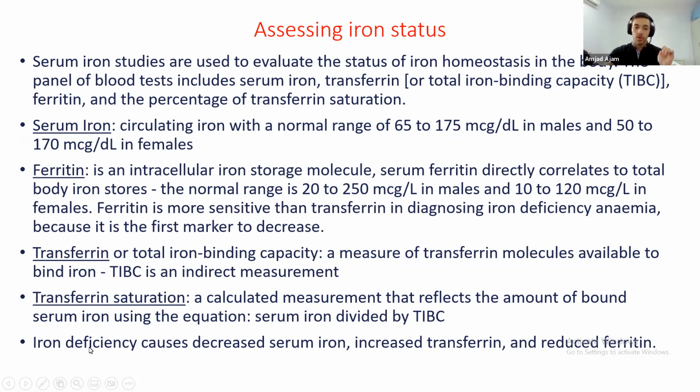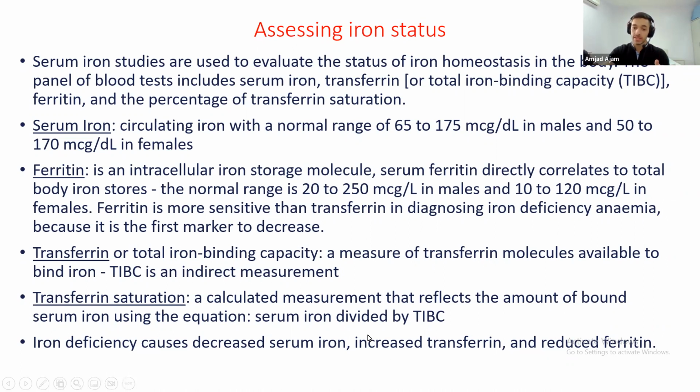And now this is important. Iron deficiency will cause decreased serum iron, increased transferrin, and reduced ferritin. So when someone has low iron, obviously the serum iron will be low. However, the transferrin will be high and the ferritin will be low. Now, why is the ferritin low? Because if someone doesn't have iron, he will not require ferritin to store it, because there is no iron in the first place, so ferritin will not be there.